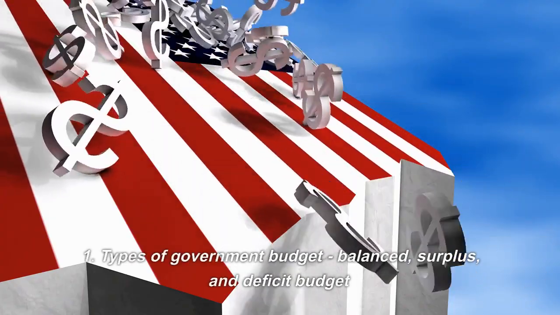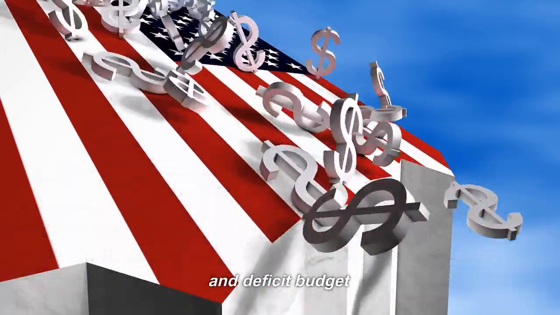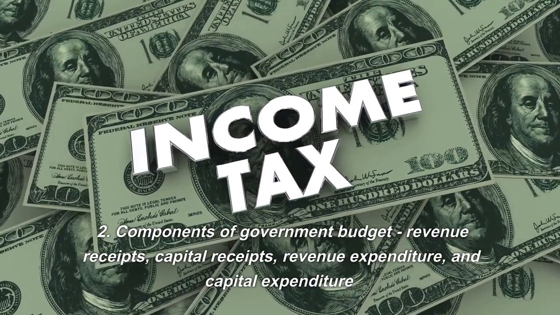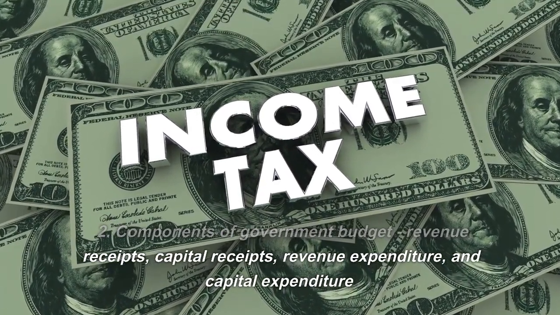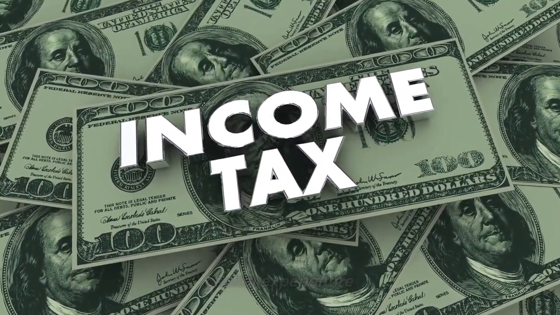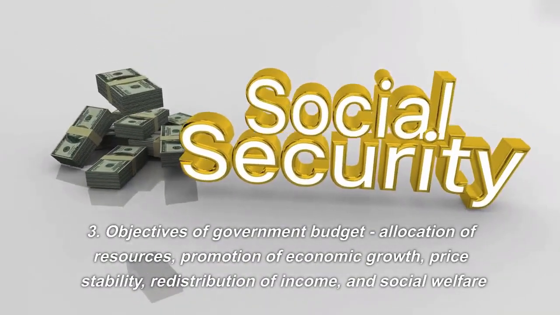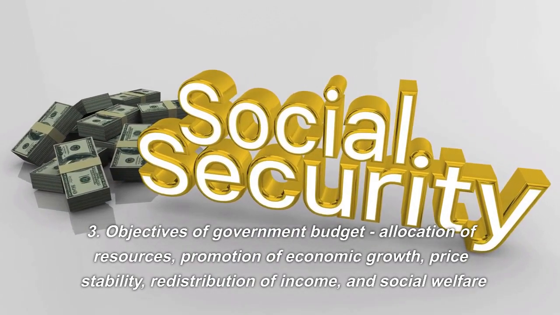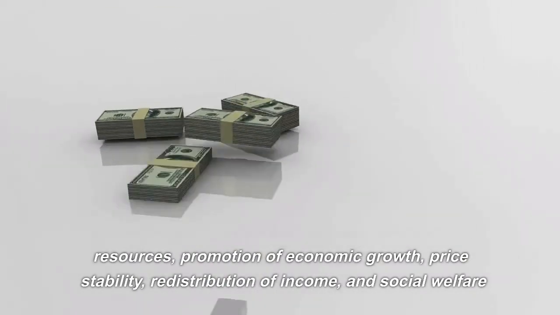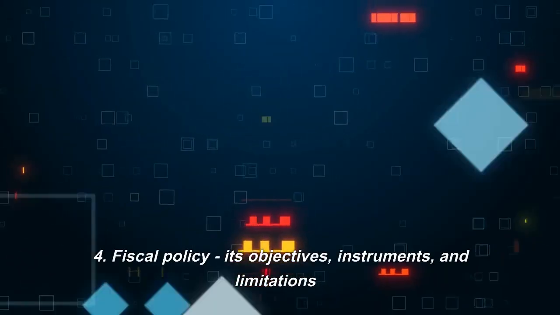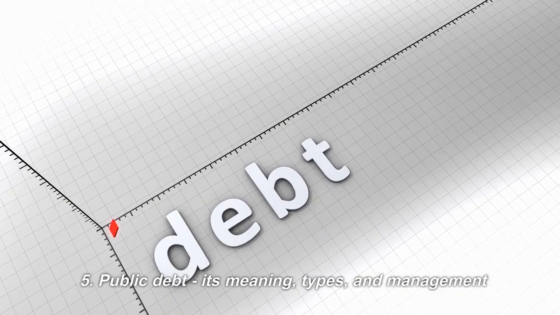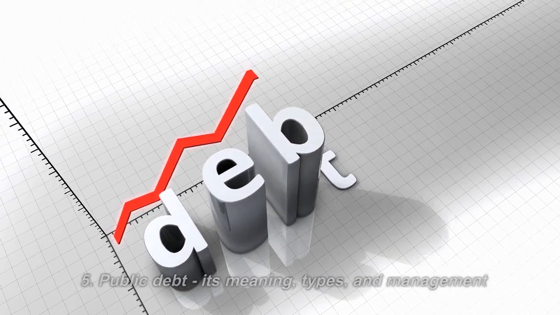1. Types of government budget: balanced, surplus, and deficit budget. 2. Components of government budget: revenue receipts, capital receipts, revenue expenditure, and capital expenditure. 3. Objectives of government budget: allocation of resources, promotion of economic growth, price stability, redistribution of income, and social welfare. 4. Fiscal policy, its objectives, instruments, and limitations. 5. Public debt, its meaning, types, and management.